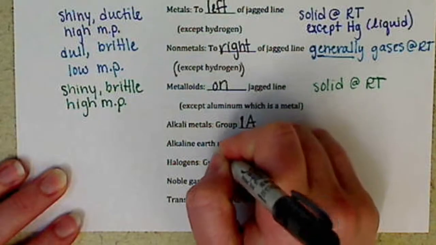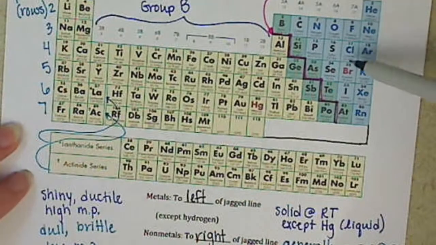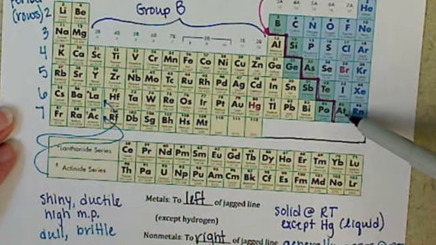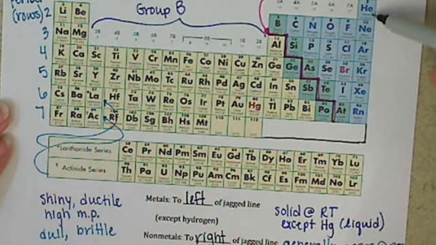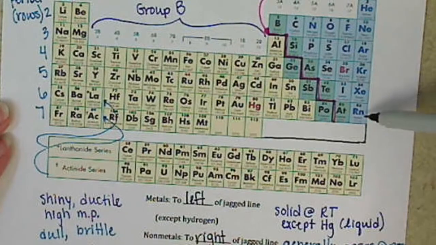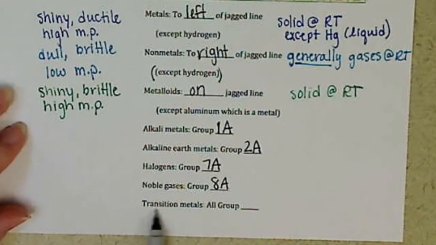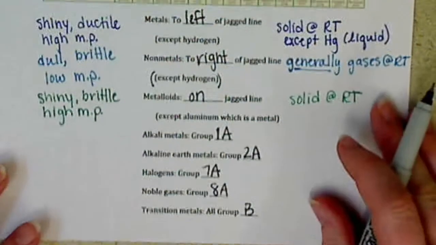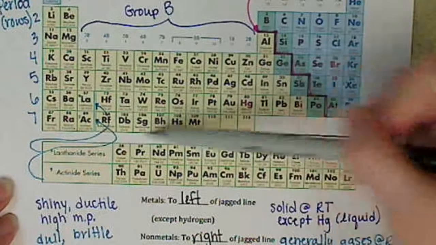The halogens are in group 7A, and our noble gases are in group 8A. So our halogens, we have fluorine, chlorine, bromine, and iodine. Those are our halogens. Astatine, the At, is not considered a halogen because it is a metalloid. Then our noble gases, we have helium, neon, argon, krypton, xenon, and radon. Then our last group are transition metals. These are all what's located in group B. So basically everything in this center block we call a transition metal.